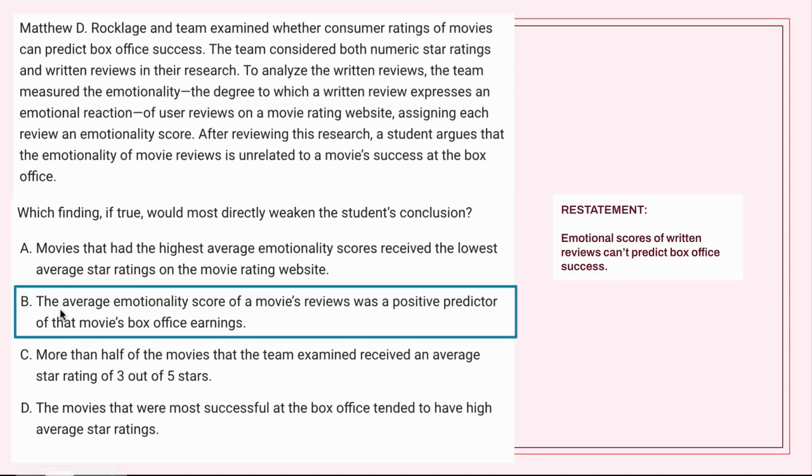Okay, good. So B, the average emotionality score of a movie's reviews was a positive predictor of that movie's box office earnings. This is directly restating the opposite of his claim. Positive predictor means it does predict. So the emotionality score does predict that movie's box office earnings. This is just directly the opposite of our restatement of the student's claim. And so let's see why the other ones are wrong.